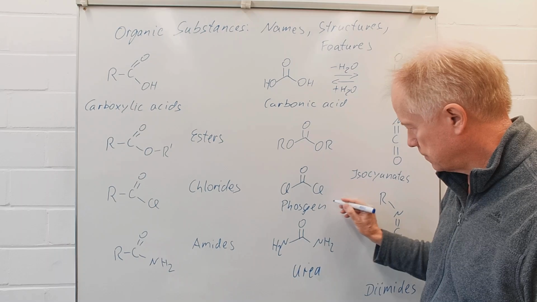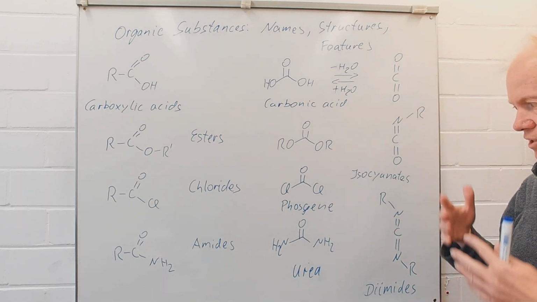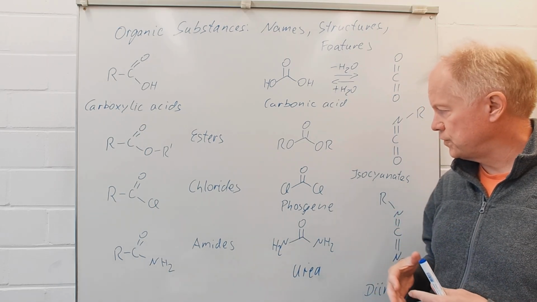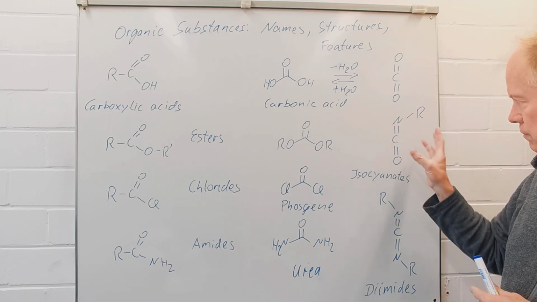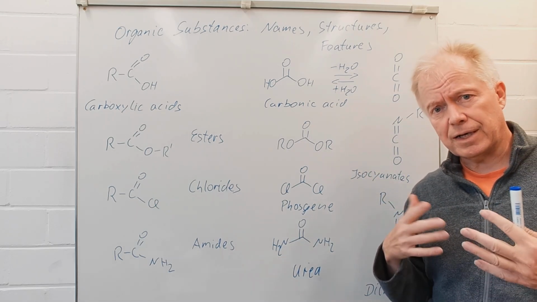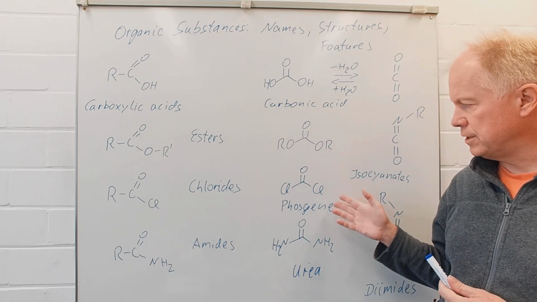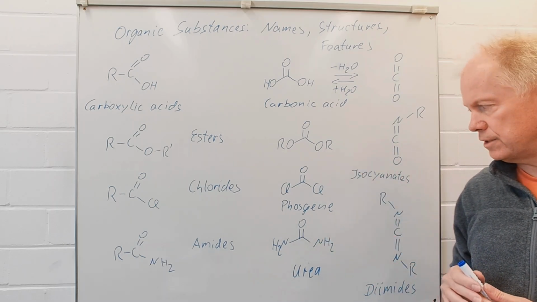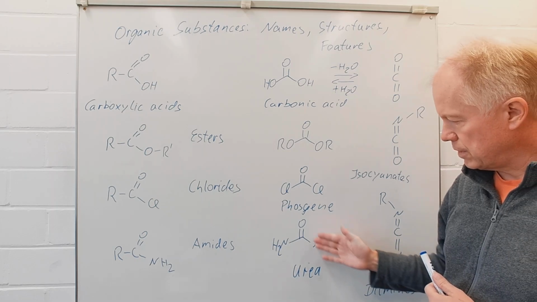phosgene, and phosgene is very important in industrial chemistry for various syntheses, for instance for the synthesis of isocyanates. We will have a look at that later. On the other hand, it's highly toxic, and you might know it has been misused as a combat gas in World War I. And then we have the double amide.